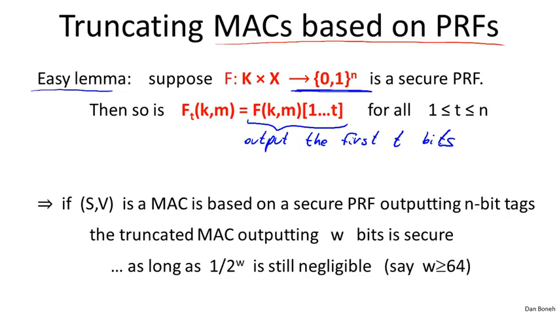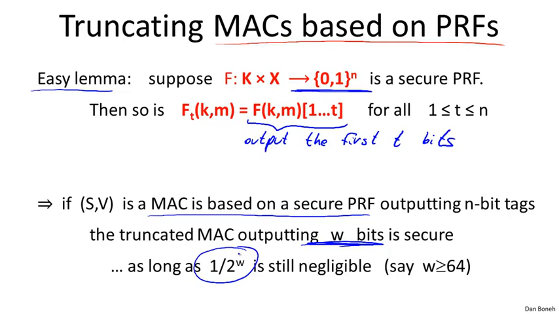Since any secure PRF also gives us a secure MAC, what this means is if you give me a MAC that's based on a PRF, I can truncate it to w bits. However, because of the error term in the MAC-based PRF theorem, we know that truncating to w bits will only be secure as long as 1 over 2 to the w is negligible. So if you truncate the PRF to only 3 bits, the resulting MAC is not going to be secure. However, if you truncate it to say 80 bits or maybe even 64 bits, then the resulting MAC is still going to be a secure MAC.